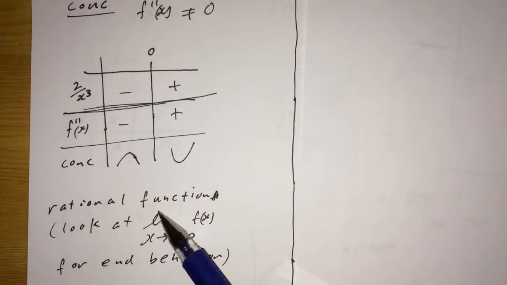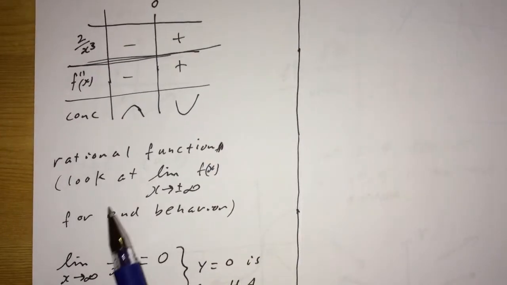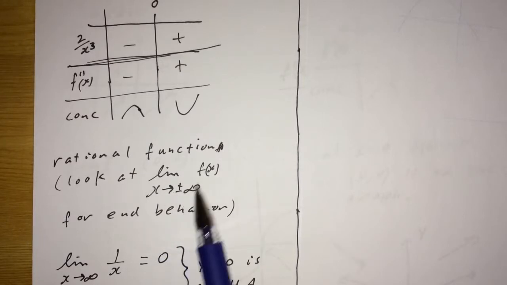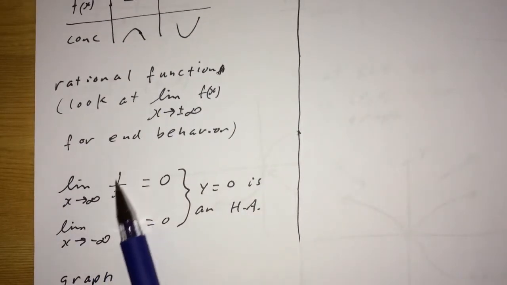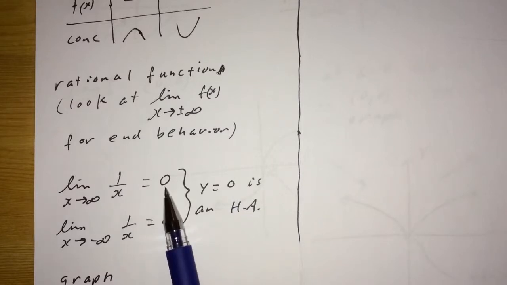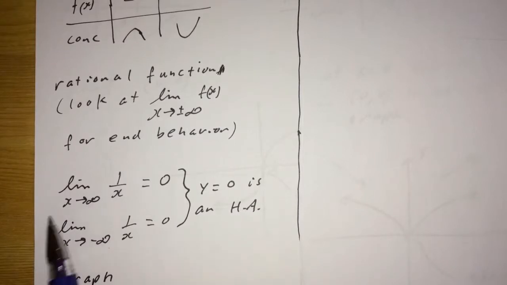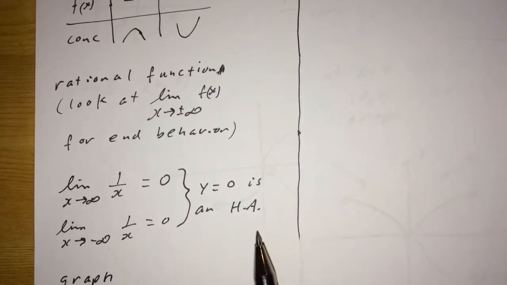It's a rational function. So with rational functions, we need to look at the end behavior to think about the asymptotes. Okay, so for the end behavior, we're going to look at the limit as x goes to positive or negative infinity. For this one, the limit as x goes to infinity of this, well, 1 over very large numbers tends to 0. So the limit equals 0. Same thing when it goes to negative infinity. Okay, so that means that y equals 0 is a horizontal asymptote, because as x goes to infinity, the function tends towards 0.